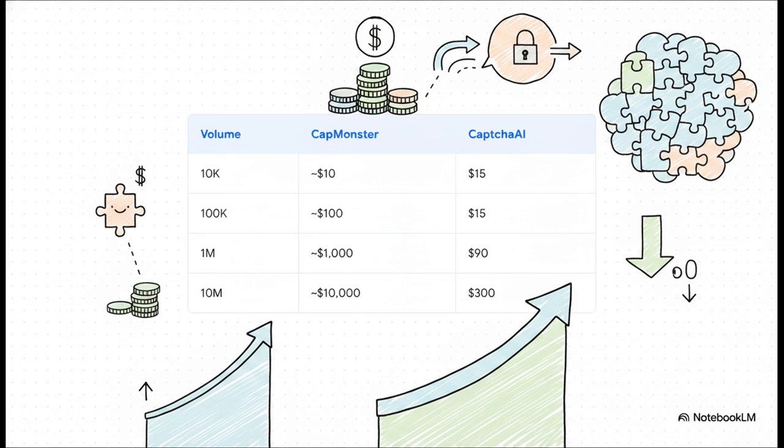Because CaptchaAI sizes plans by concurrency threads with unlimited solves, an advanced 50-thread plan running 1 million solves costs about $90. With per solve billing, that same million solves would push you to around $1,000. It's a fundamental structural pivot. Once your threads are paid for, your marginal cost for any additional volume literally drops to zero.